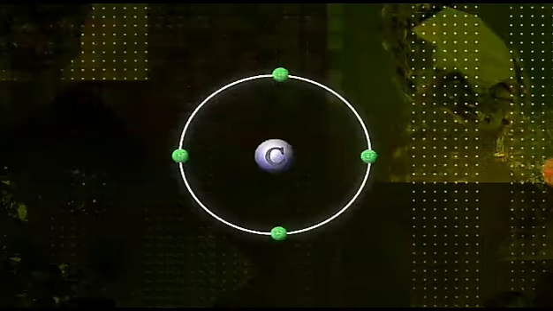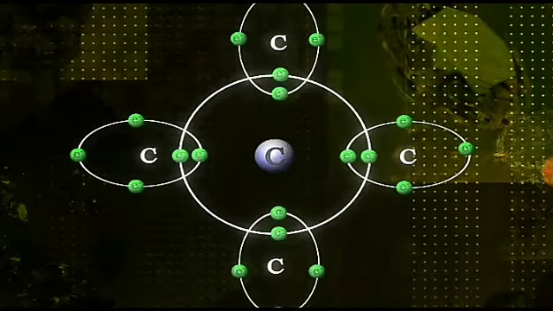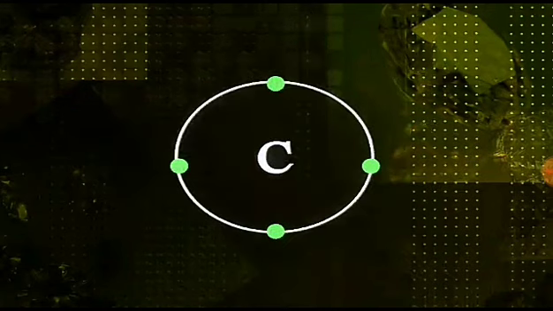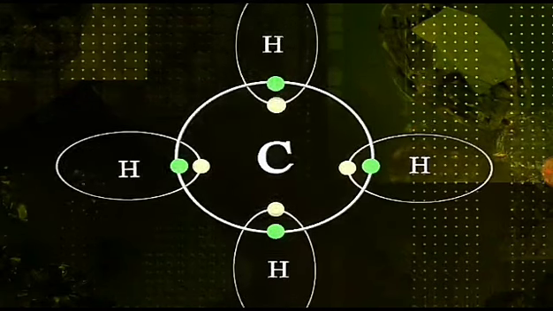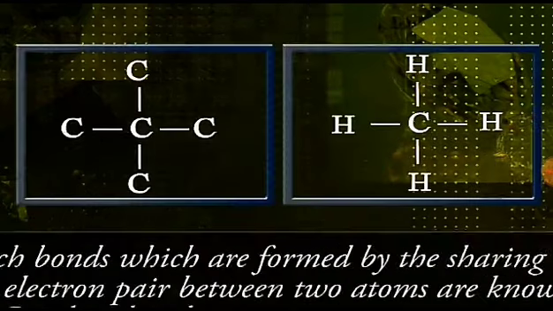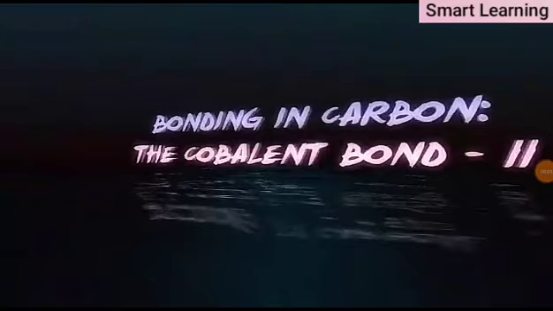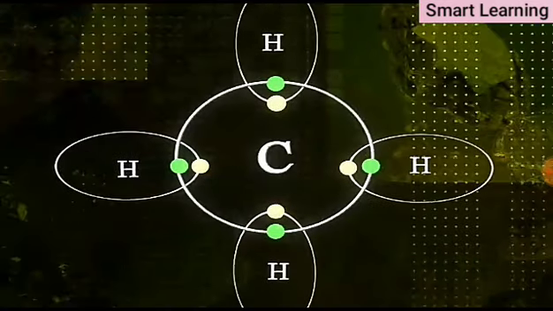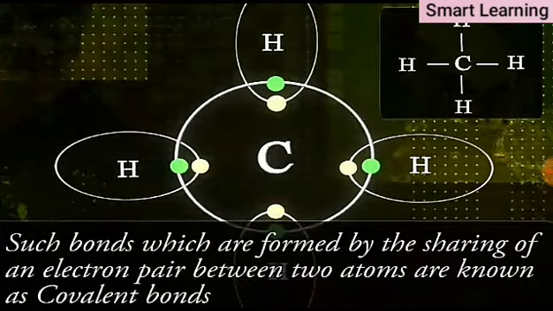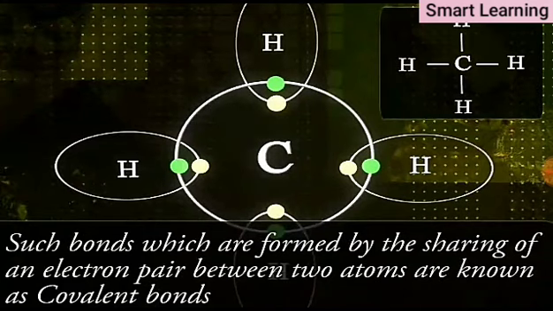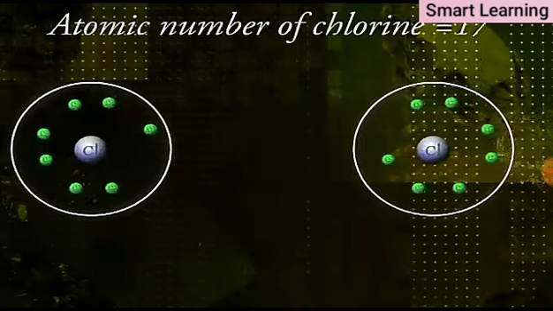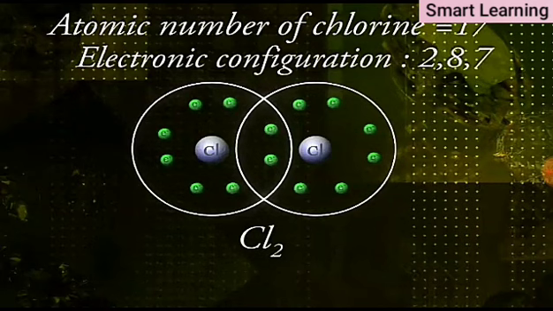Carbon overcomes this problem by sharing its valence electrons with other atoms of carbon or with atoms of other elements. Such bonds which are formed by the sharing of an electron pair between 2 atoms are known as covalent bonds. Part 2. Similar is the bonding in the chlorine molecule. A single bond is represented by a line between the 2 atoms.